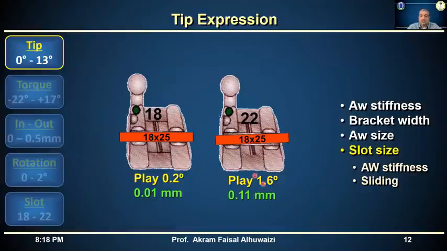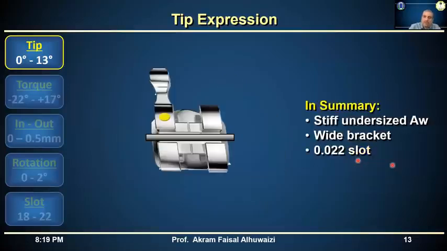In this sense, if you really need to use wires, it's not important if you use smaller wires or 18 slots. What's more important is that you have a stiff wire. So if you can use, let's say, a stainless steel wire that has a narrower gauge, it will allow more sliding than if you use a nitinol wire that's a heavier gauge. So that's the bottom line for the tip.